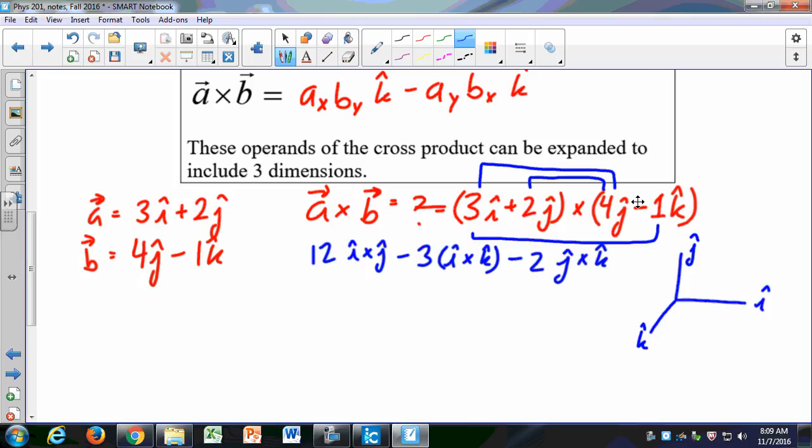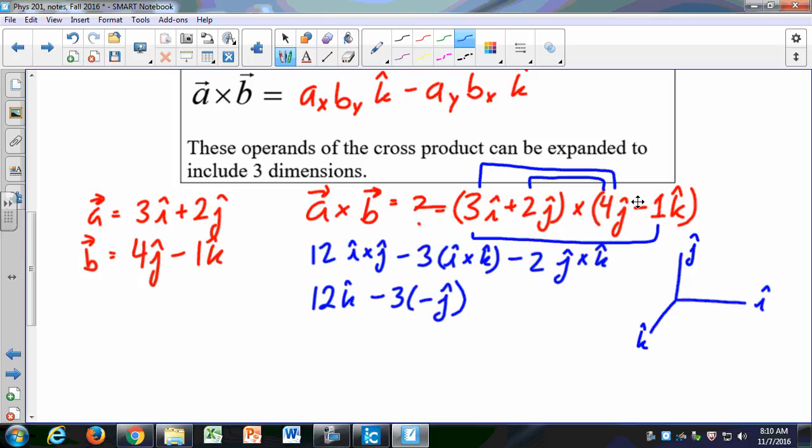So if I want to know i cross k, i and then k is like this. So what is the direction of i cross k? Negative j. I know it has to be something j, positive or negative j, and so i cross k will be negative j. So I have 12k minus 3 negative j.